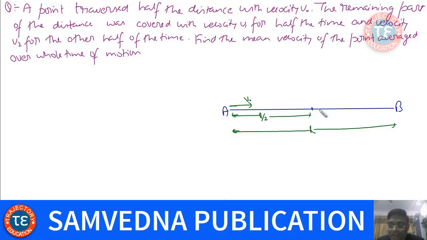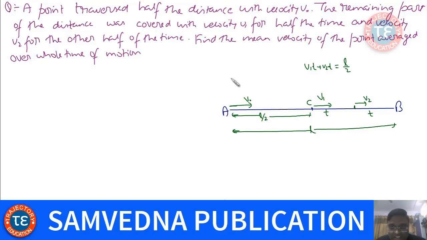So half of the distance is traveled with uniform velocity V naught, and then the remaining half is covered with velocity V1 for a time interval t, and V2 for another half of the time. Suppose this is C, then the time taken by the particle to move from C to B is 2t. So for time t it travels with V1, and for the next time t it travels with V2. That is, we can form the equation from here: V1 t plus V2 t is L by 2, right? L by 2.